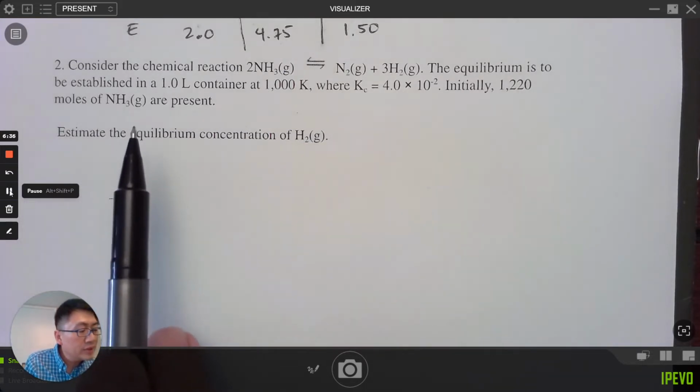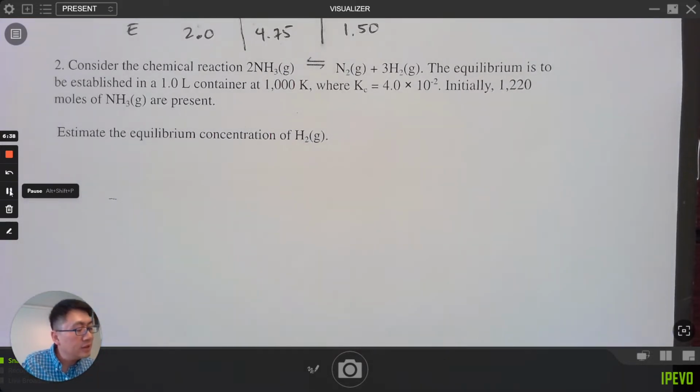Is established in a 1 liter container at 1000 kelvins, where Kc is 4.0 times 10 to the minus 2. Initially, 1220 moles of ammonia are present. Estimate the equilibrium concentration for hydrogen. Okay, this is another one of these ICE problems.